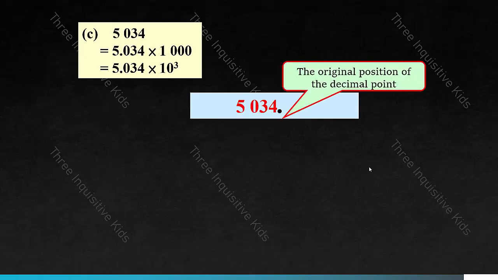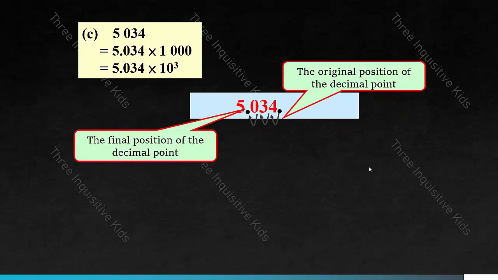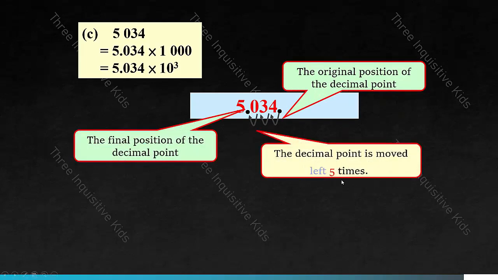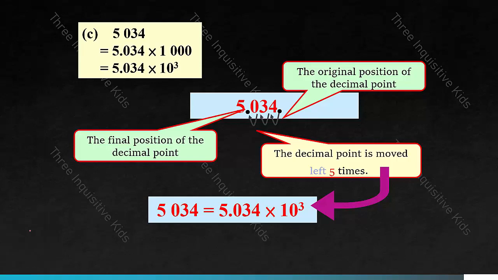Here's our third example, 5,034. This is the same thing as 5.034 times 1,000. This is the original position of the decimal point, and we're going to move the decimal point left 3 times. And here it's supposed to be 3 times. So that's how we got 5.034 times 10 to the third power. If you move the decimal point left 3 times, then the exponent is also 3. If you moved it to the left 2 times, the exponent is 2.